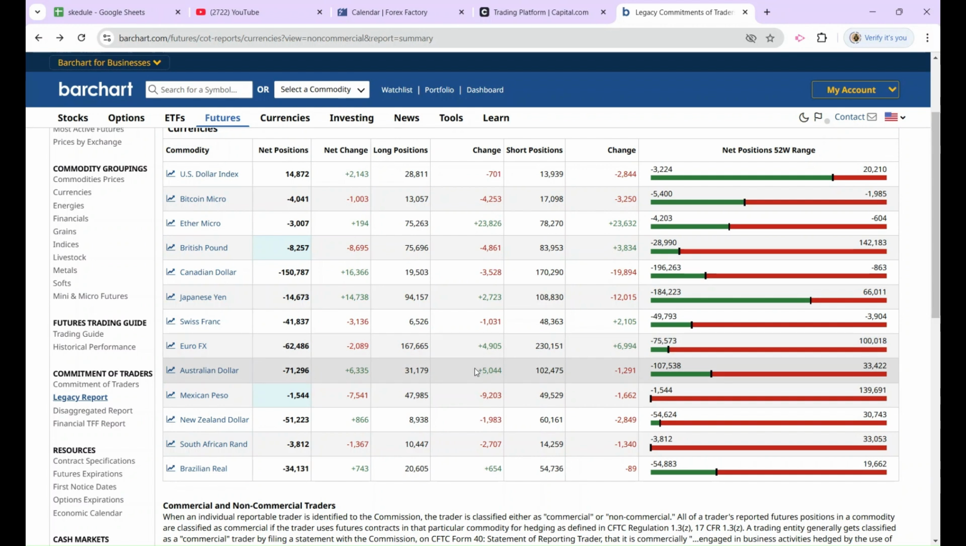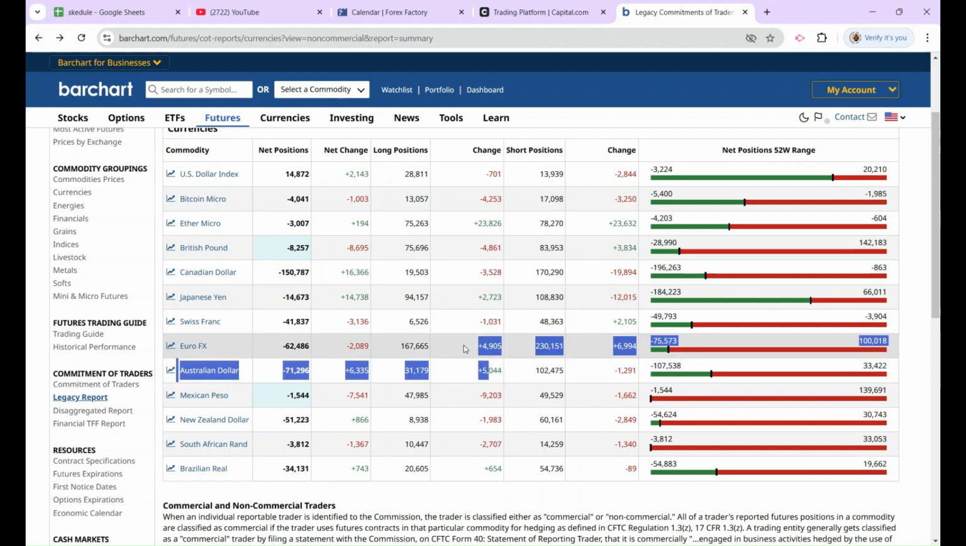With the Australian dollar, they have decreased the short positions by 1,200, and basically they pulled 1,200 short positions, which means there are more buyers in the Australian dollar market, and they increased the buy positions by 5,000. So basically there's really not much of an indication here on what's going to happen with the Euro Australian dollar pair.